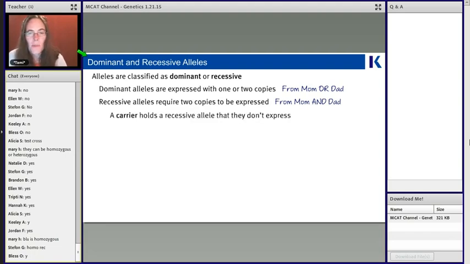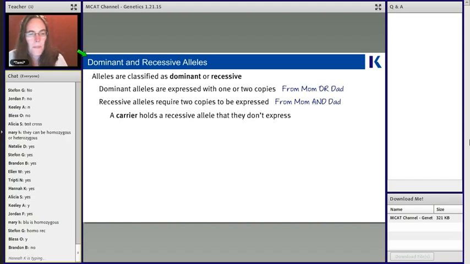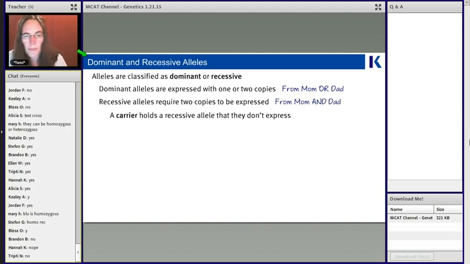Now, this is an important thing. Star this, circle this, write this down in the brightest color you can find because it's very important for the MCAT. A person who is a carrier cannot express the phenotype. For instance, I have blue eyes. Am I a carrier for the blue-eyed allele? No, I am not.